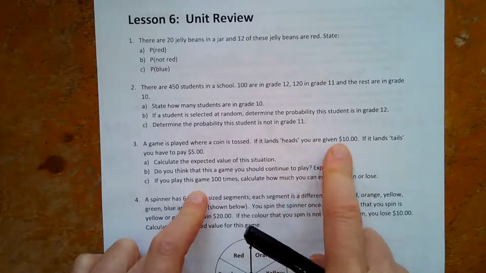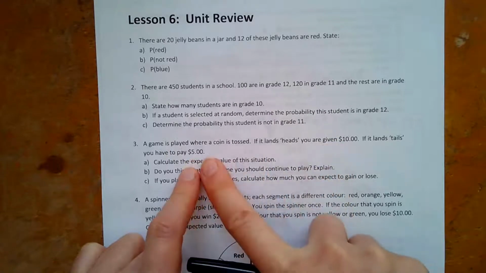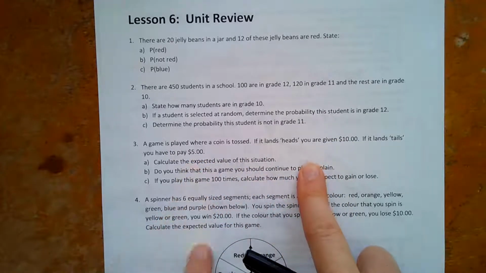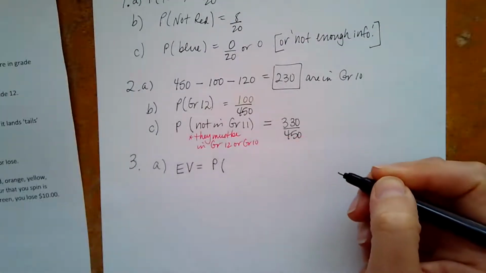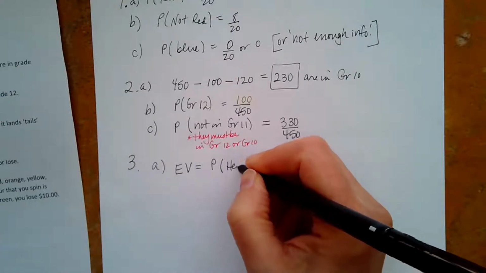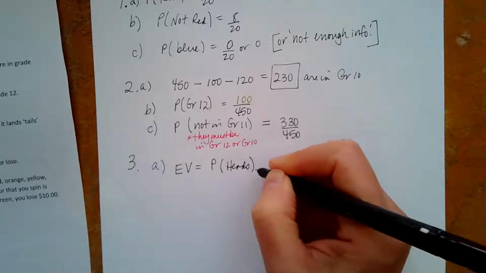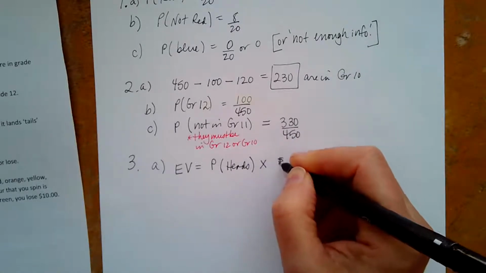If it lands heads, you're given $10. If it lands tails, you have to pay $5. So that's the cost of the game. So let's calculate the expected value of the situation. Once again, expected value is probability of winning, so probability of getting a heads times the amount won, which is $10.